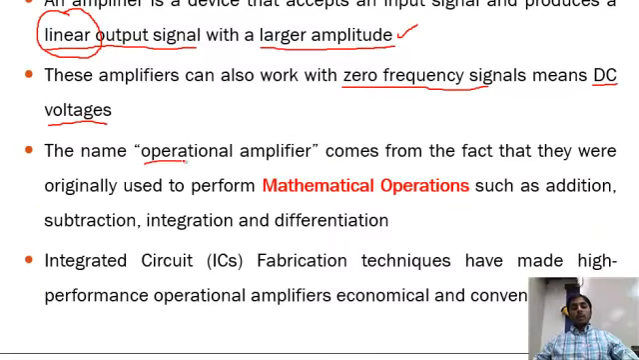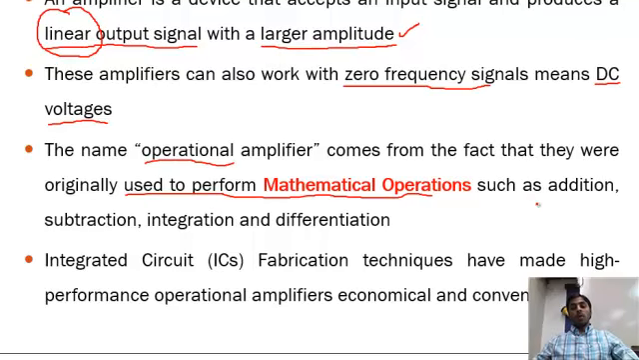But as the name suggests, an operational amplifier, these op-amps are very basic and used to perform some mathematical operations. So the primary goal of these operational amplifiers is to perform addition, subtraction, integration and differentiation. We will take a look at these circuits later on, but this is what they were originally designed for. Later on, because circuit analysis is much simpler, they are used to amplify signals as well.